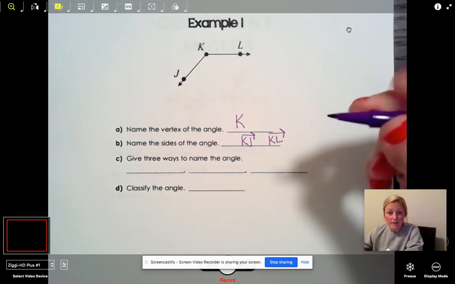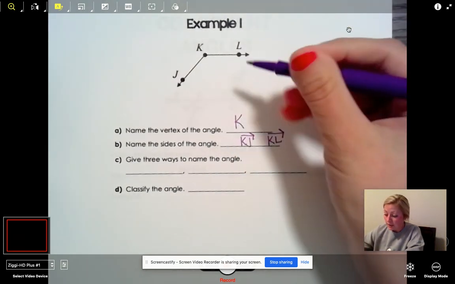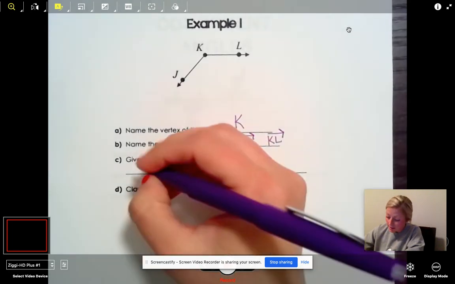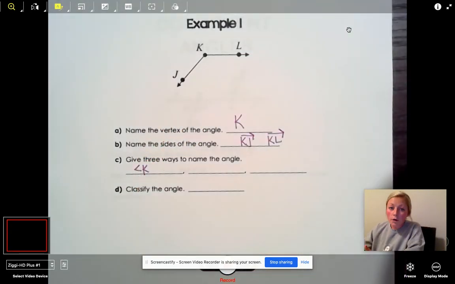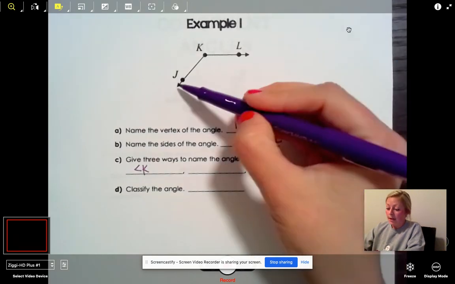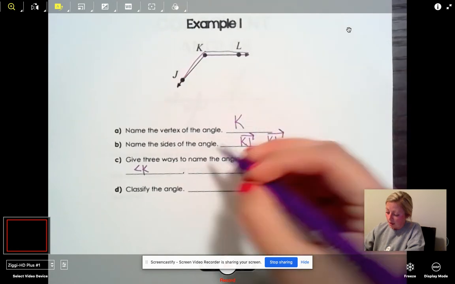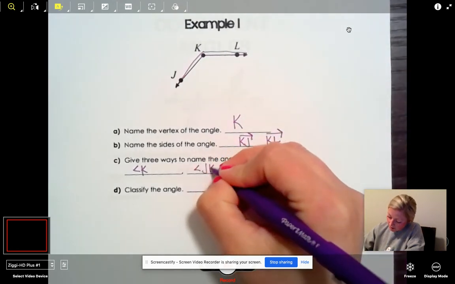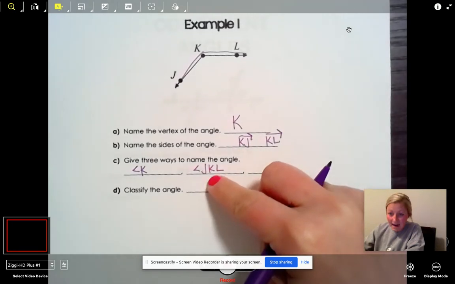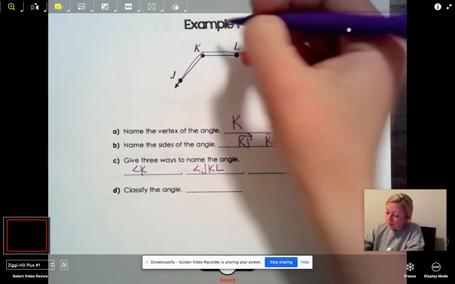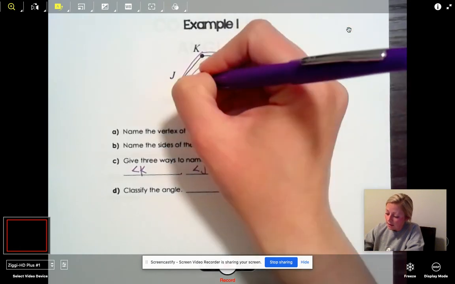Now we have a bunch of different ways I can name this angle. Here are three of them. You can name it angle K, just by the vertex, because there's one angle here, so that's probably the easiest way. Or you trace it out. Start at one side, like at J, so you'd be angle JKL. Do you see how my vertex is in the middle? Because it has to be. Or you could go the opposite direction. You could call it angle LKJ.